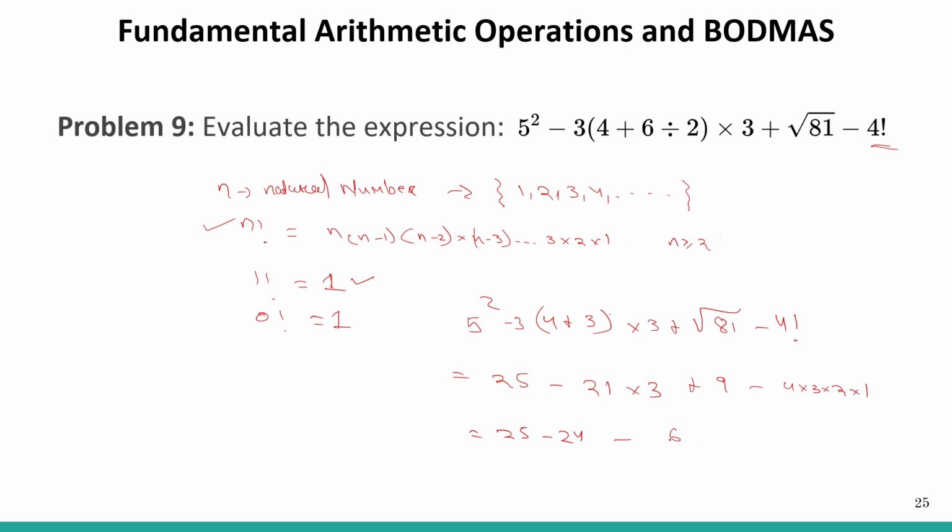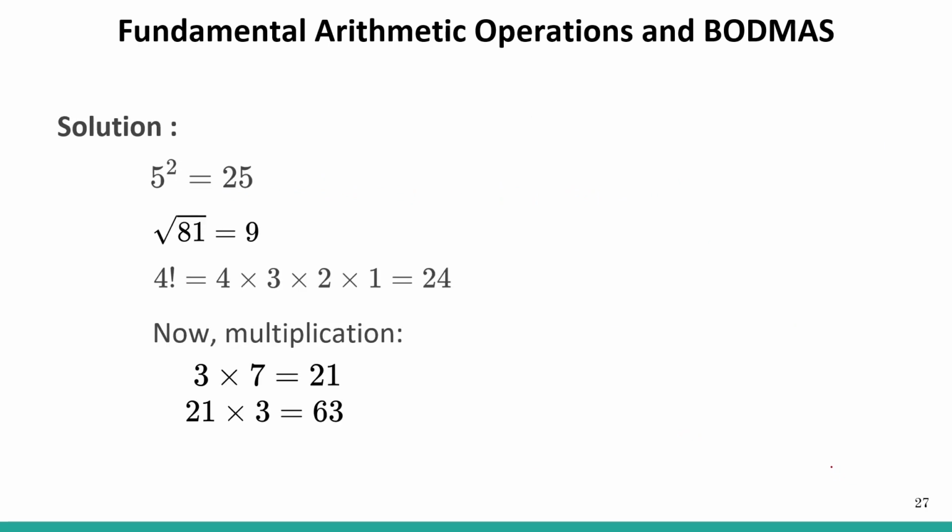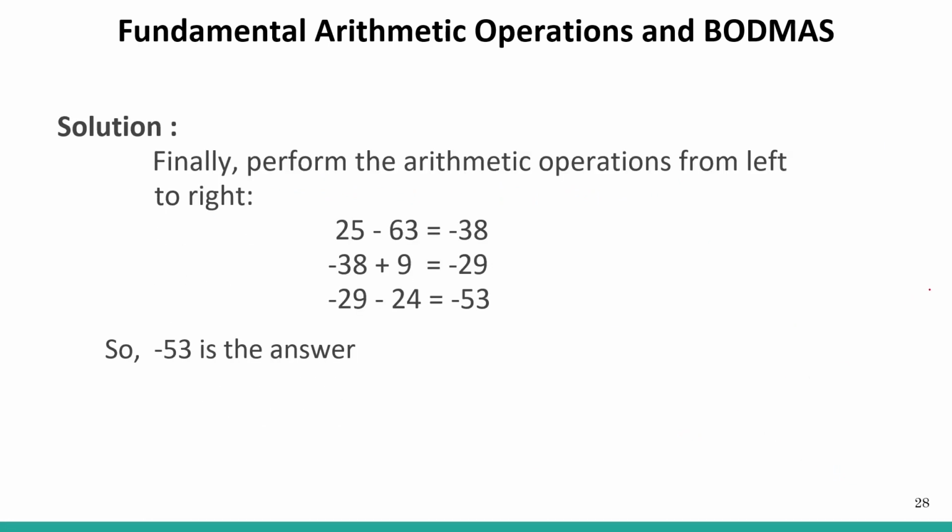So this will be 63 plus 9. So let's do now MAS. There is no multiplication, and now we do the addition part. So plus 25 and plus 9, that is equal to plus 34, minus 24 minus 63. This is equal to 10 minus 63, which is equal to minus 53. So this is the final answer. Minus 53 is the final answer.